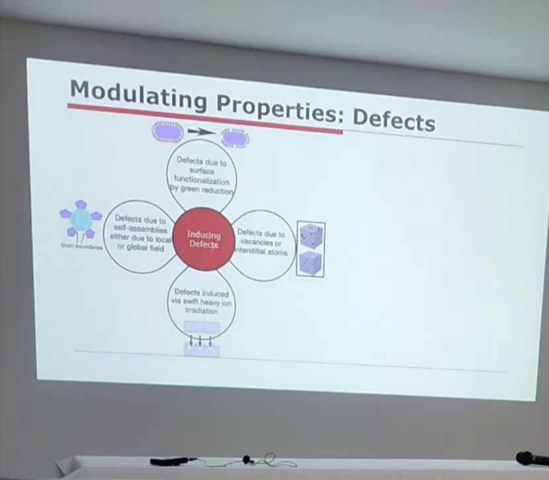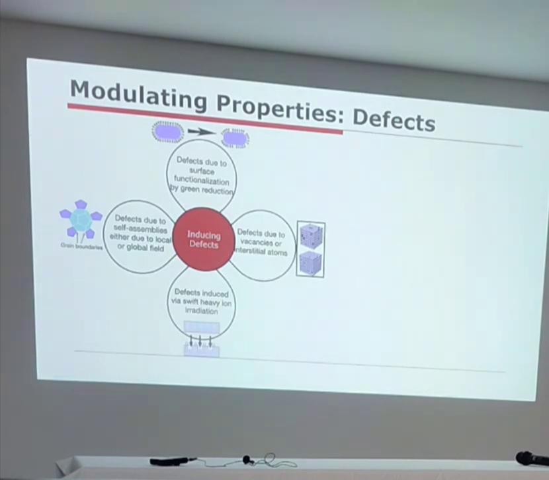In parallel, you can create defects by introducing an interstitial atom in the process. This you can do either by the synthesis technique or by ion doping over the surface. You can even create self-assemblies. That means you create nanoparticles and allow them to assemble together.